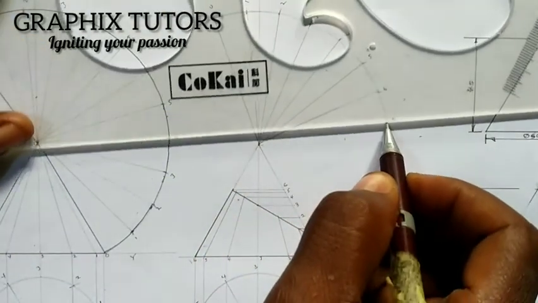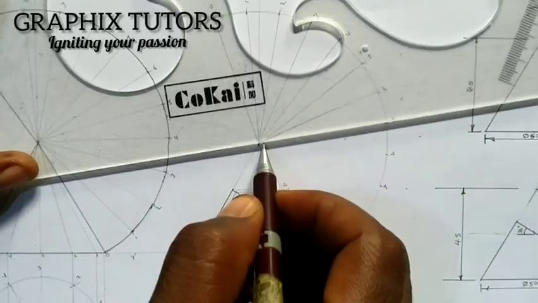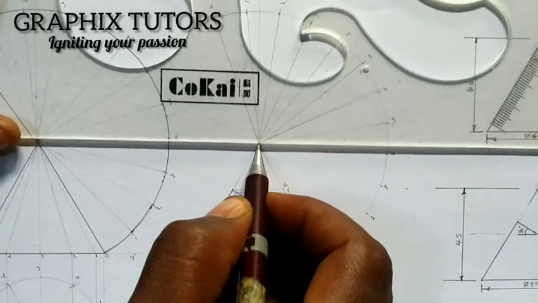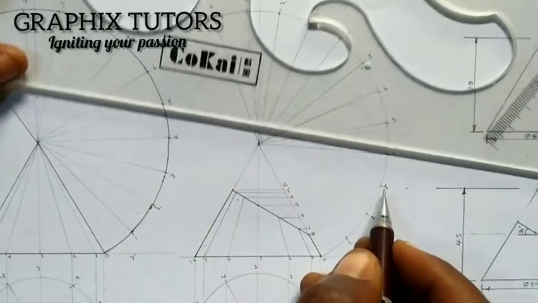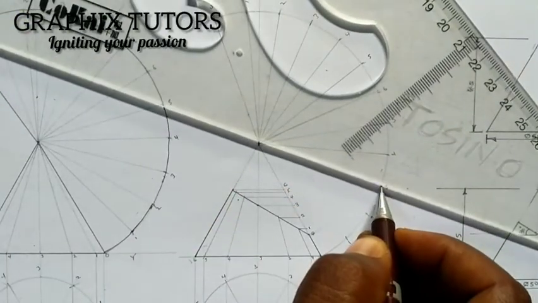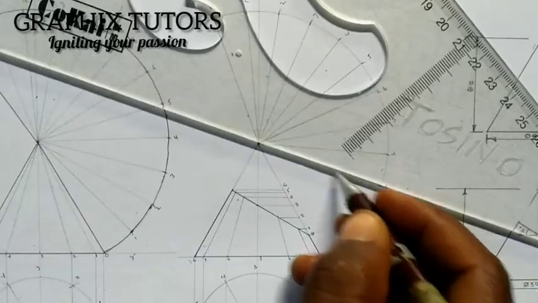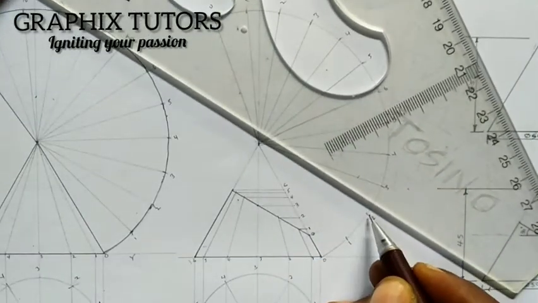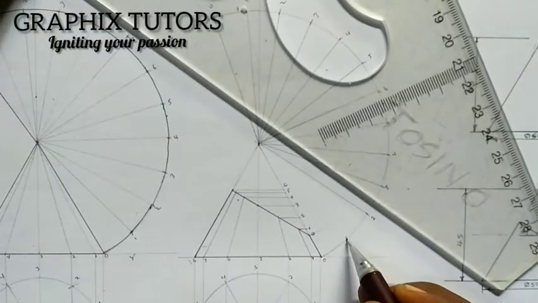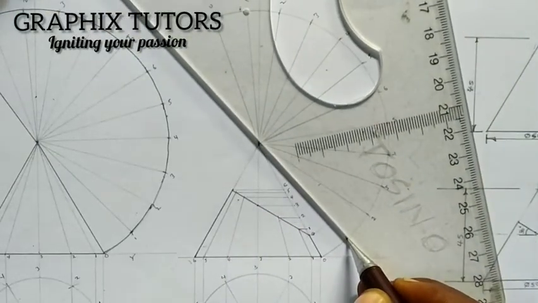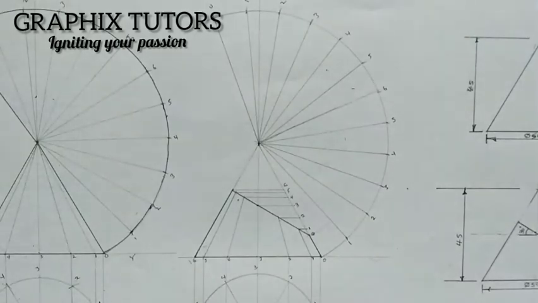Here also, project to 7. Here also, put that to this, and I'll do that for every point. As you can see, that is the first step.